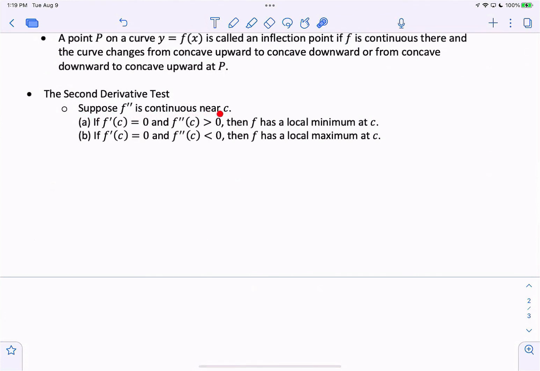Suppose f double prime is continuous near c. If f prime of c equals 0, so c is a critical number, and f double prime is positive, then f has a local minimum at c. Remember, f double prime being positive is concave up. If you can picture that, then you can picture the local minimum, right? And then if f prime of c equals 0, so I have a critical number, and f double prime is negative, now that's concave down, then f has a local maximum at c.